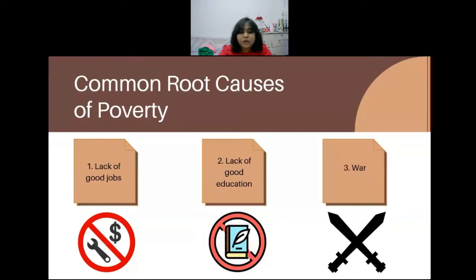As to what causes poverty to take place, some of the common root causes would be the lack of good jobs, the first one there. This is the first reason a lot of people think about. When you don't have a good job, you aren't getting a good income.